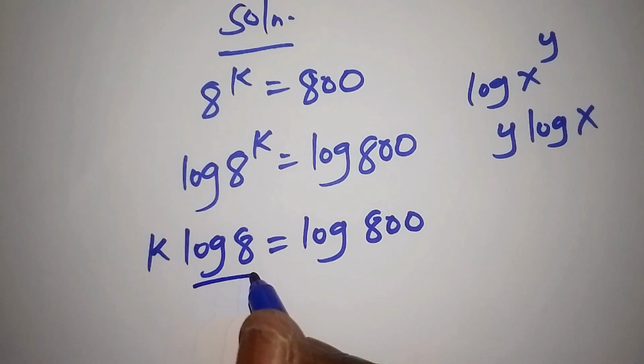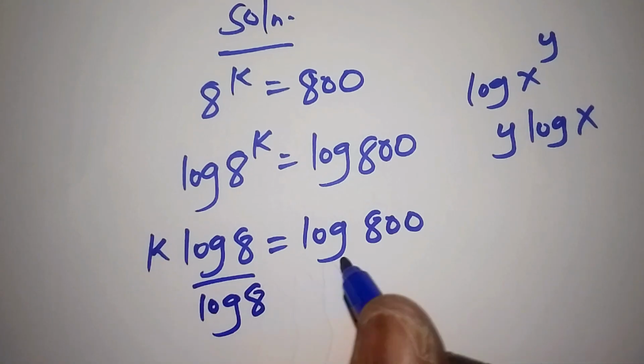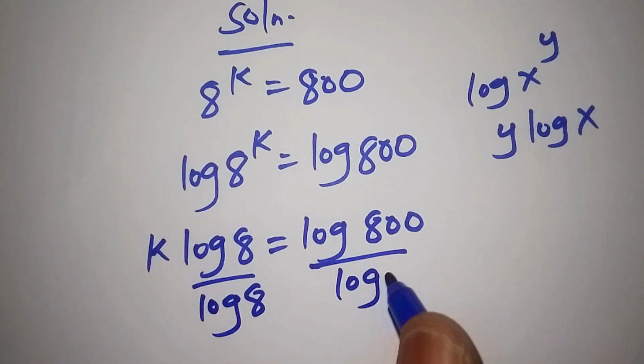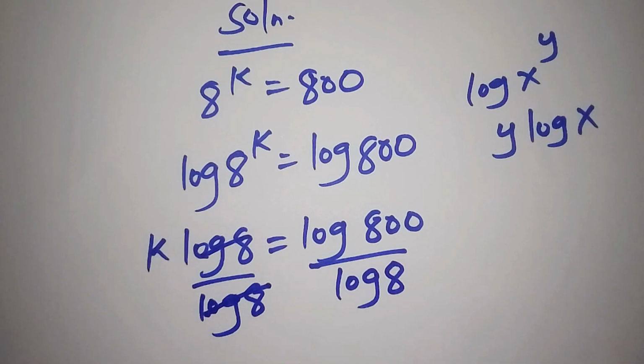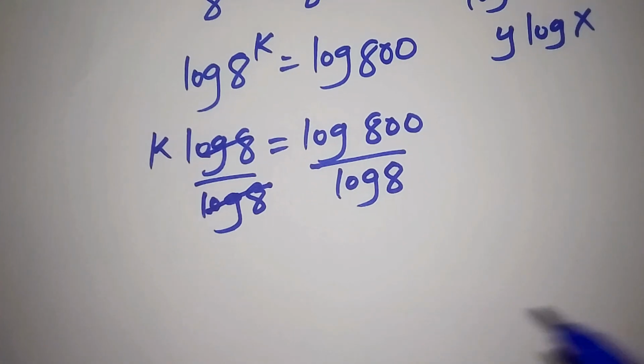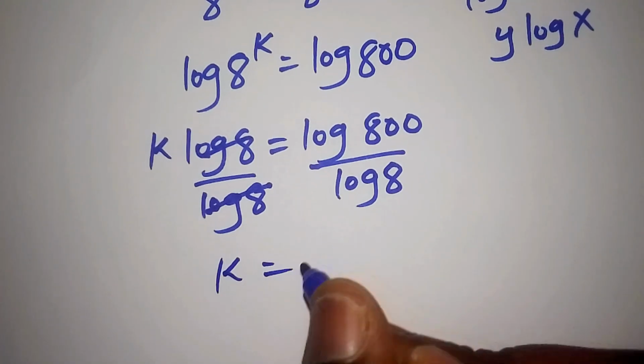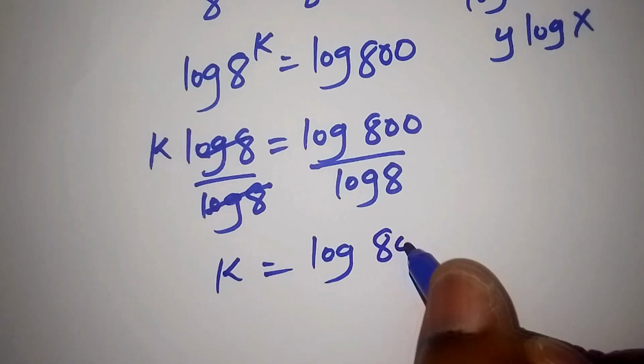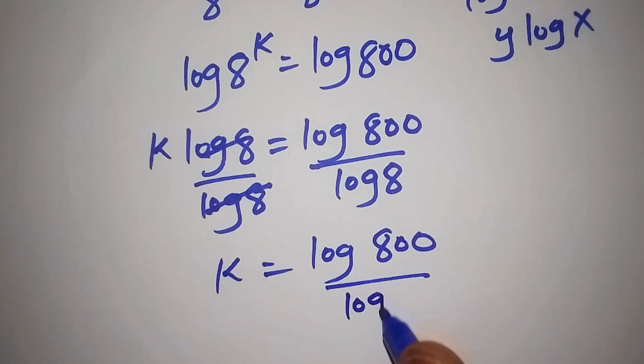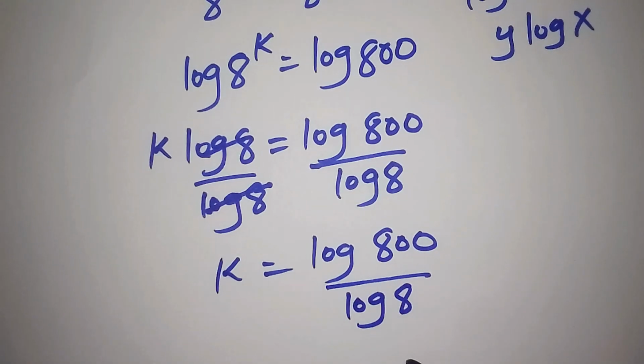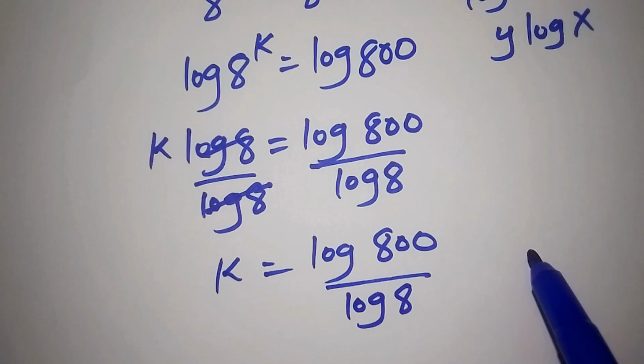So from here now we shall divide both sides by the log of 8, so that we remain with k on the other end. So now we shall say that our value for k is equal to the log of 800 all over the log of 8. Most people make a mistake of leaving the answer at this particular point.